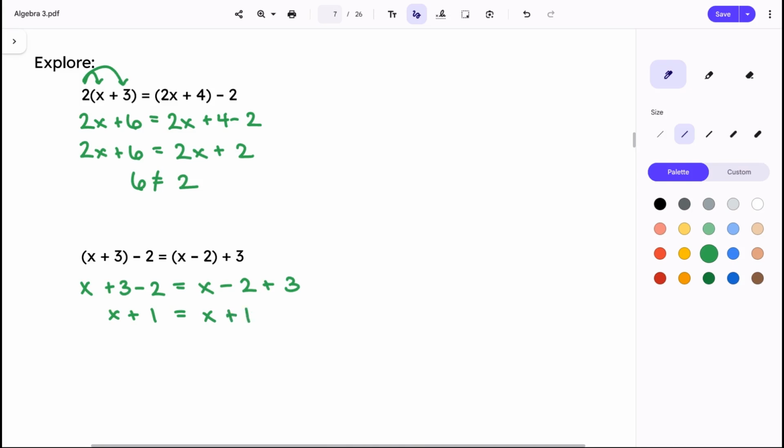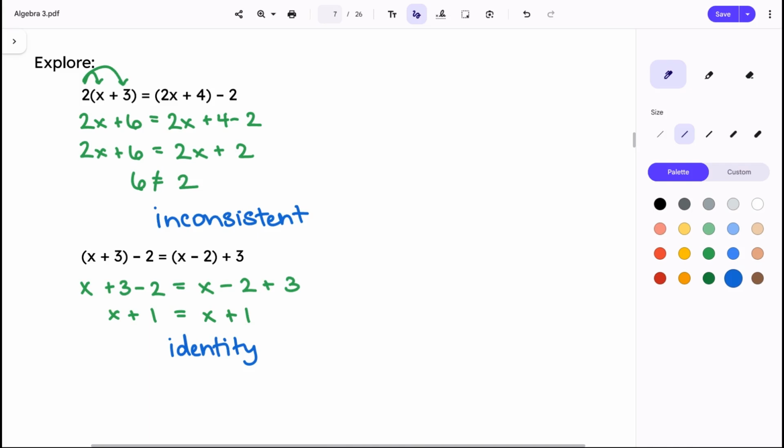Okay, so I kind of worked them out here. That first one that you did, you should have ended up here where it says 6 equals 2, which is not true. So we would call that what? Inconsistent. The other one, when you solve it all out, you get x plus 1 equals x plus 1. And so that would be what case? Good, identity, because they look the same. Good. Okay, we've got one more problem.